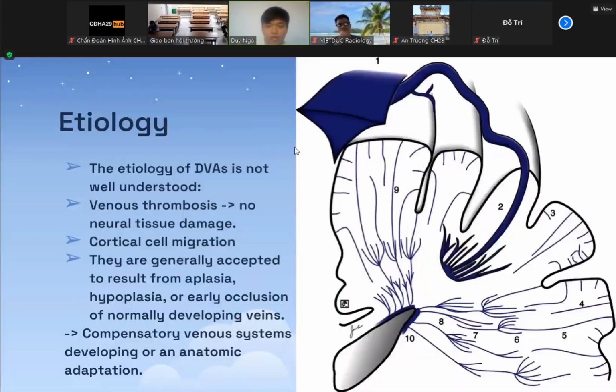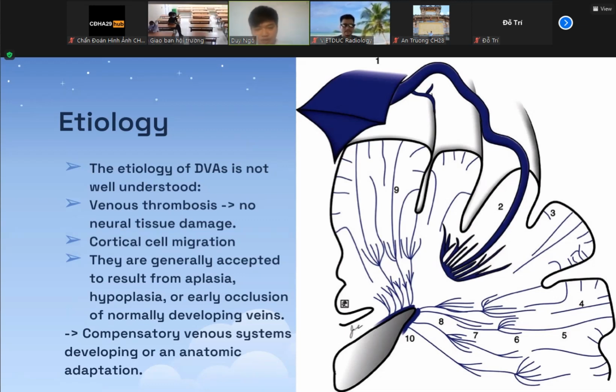Okay, about the etiologies. That's the mechanism. The etiology of DVA is not well understood, but we have some theories. The first one is that the DVA may be formed after a venous thrombosis. But as I said earlier, nowadays they consider the DVA an anatomic variation. We just have an abnormal vascular structure and no neural tissue damage. If we had a venous thrombosis, we should have neural tissue damage, so it's not present here. So that theory is not really true.